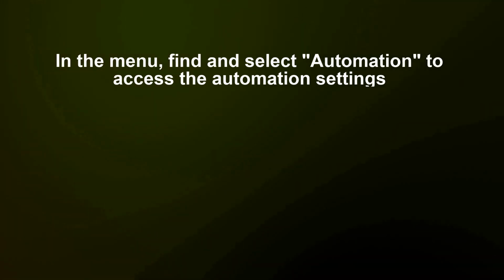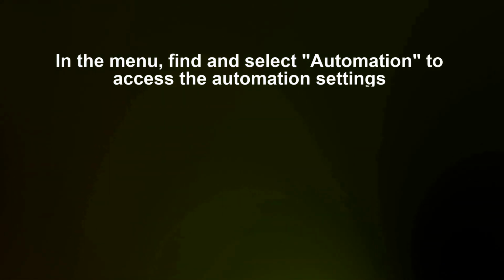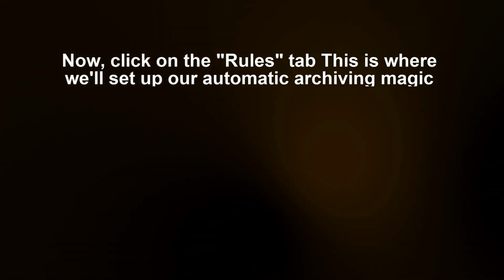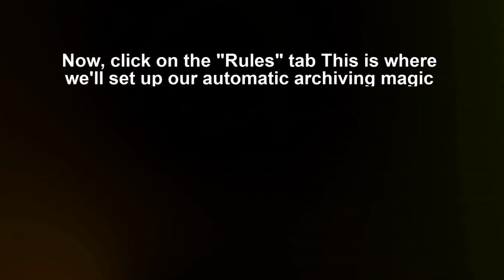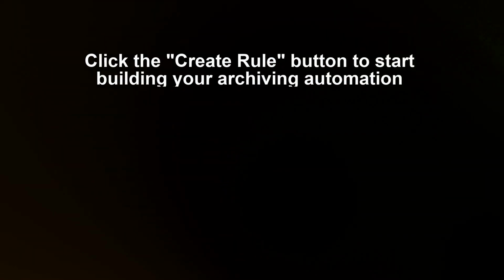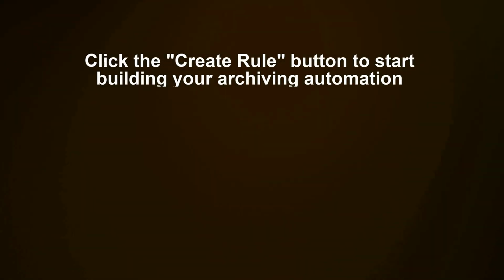Next, click on the Show menu button in the top right corner of your board. In the menu, find and select Automation to access the automation settings. Now, click on the Rules tab. This is where we'll set up our automatic archiving magic. Click the Create Rule button to start building your archiving automation.